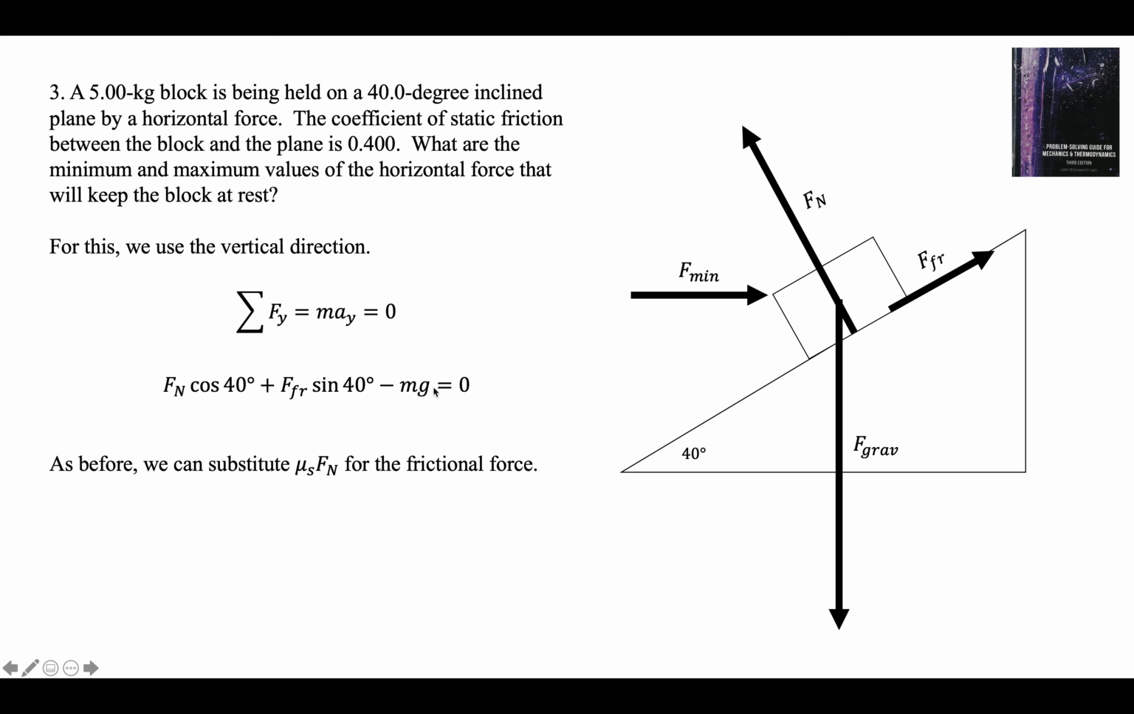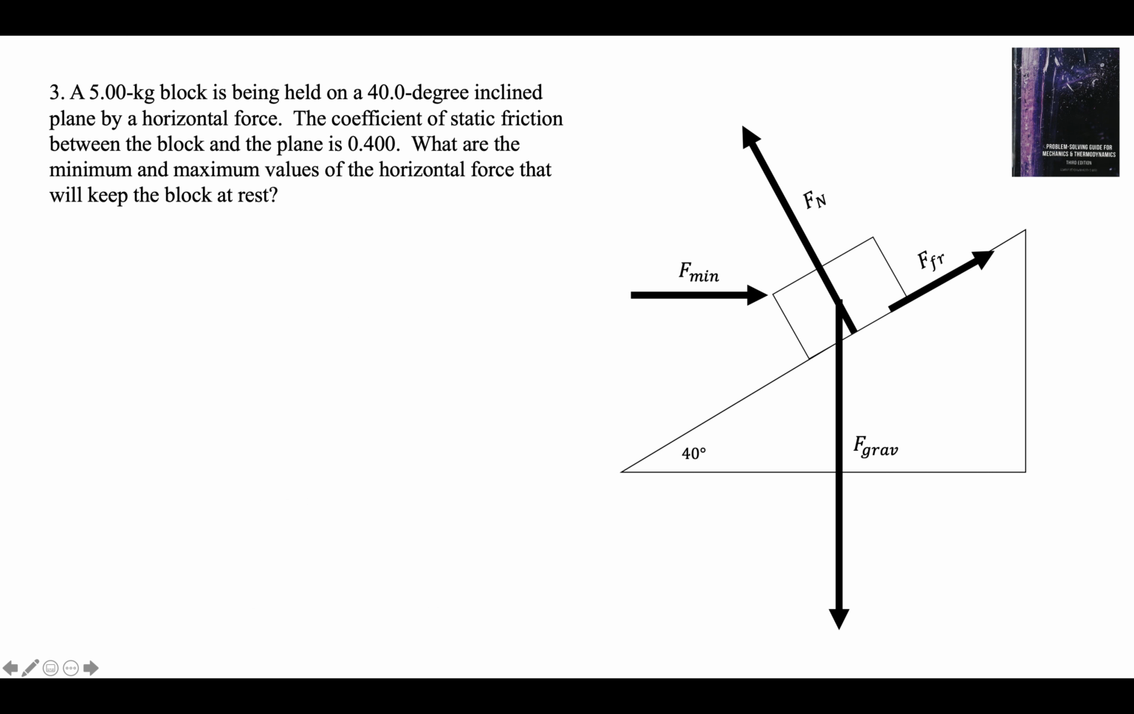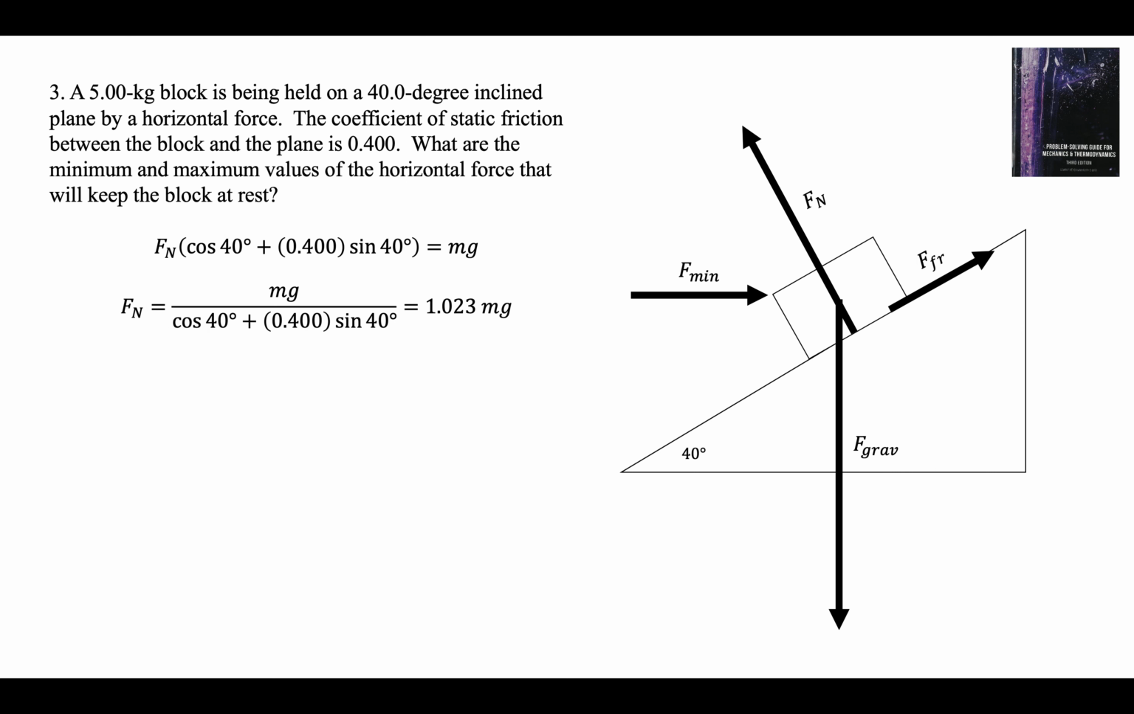So that's the equation. We can substitute mu static Fn for the frictional force. There it is. Here's the frictional force, mu static Fn. We can solve this for Fn, and we can divide by the factor in front of the Fn, and we can solve it. It's 1.023 mg. Little bit bigger than the weight.